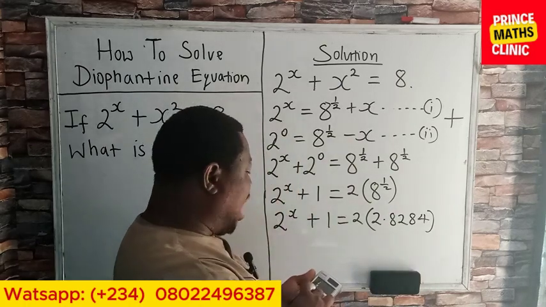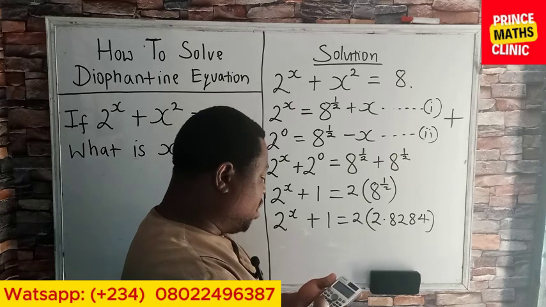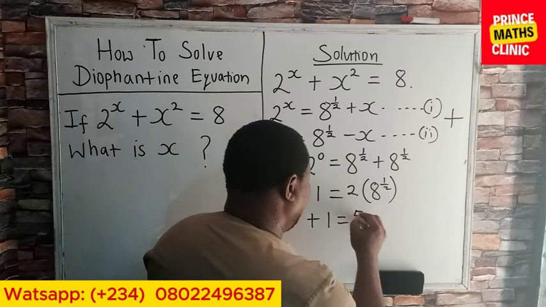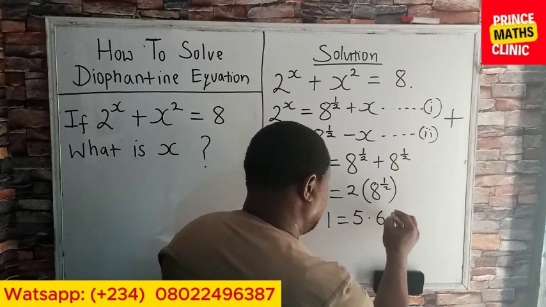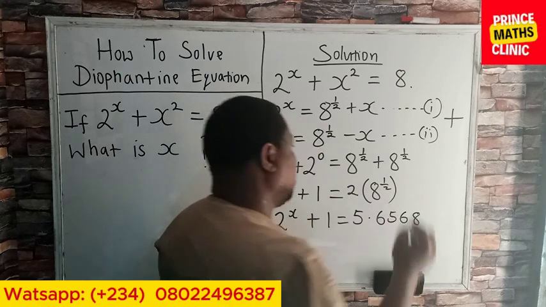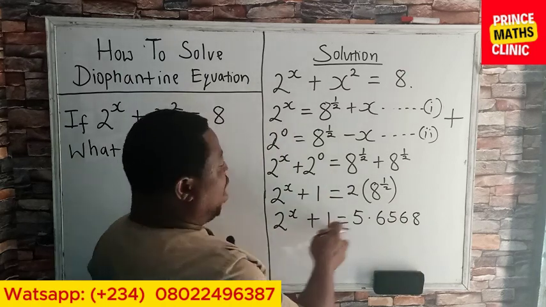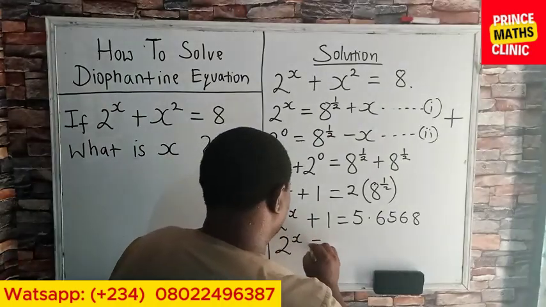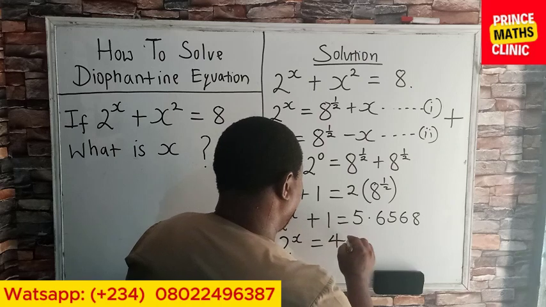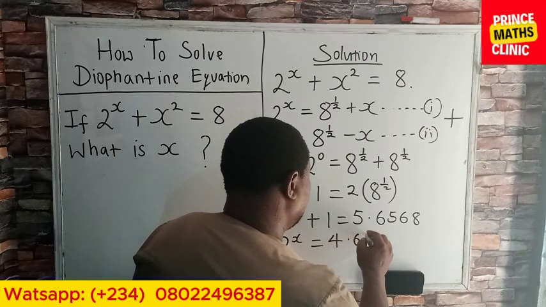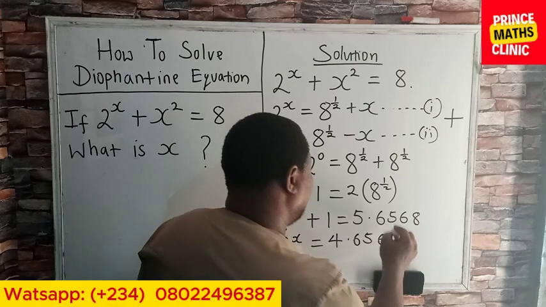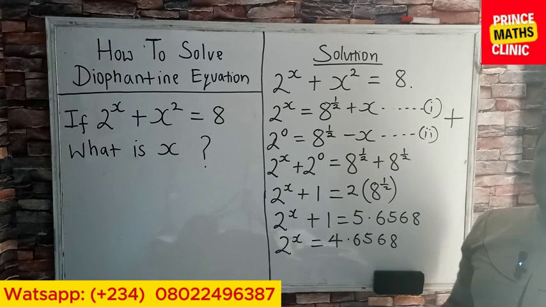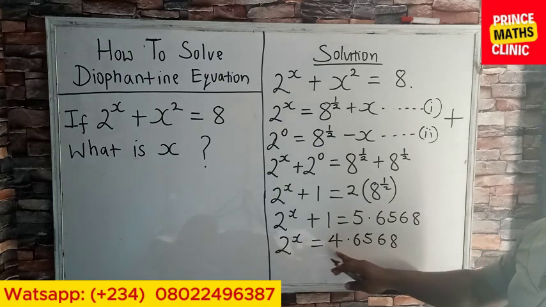So if I do 2 times 2.828, what am I going to obtain? Multiplying, 5.6568. So I'm going to push this 1 to this part. So this becomes 2 to the power of x will now be equal to 4.6568. Good. So it looks like what we are familiar with: 2 to the power of x equals this.